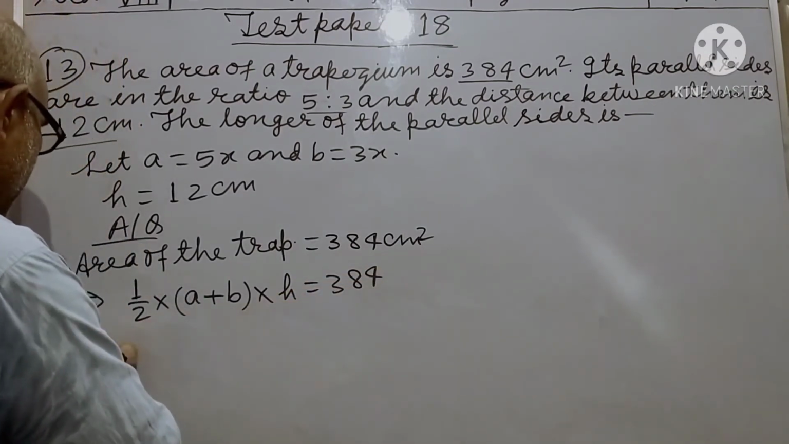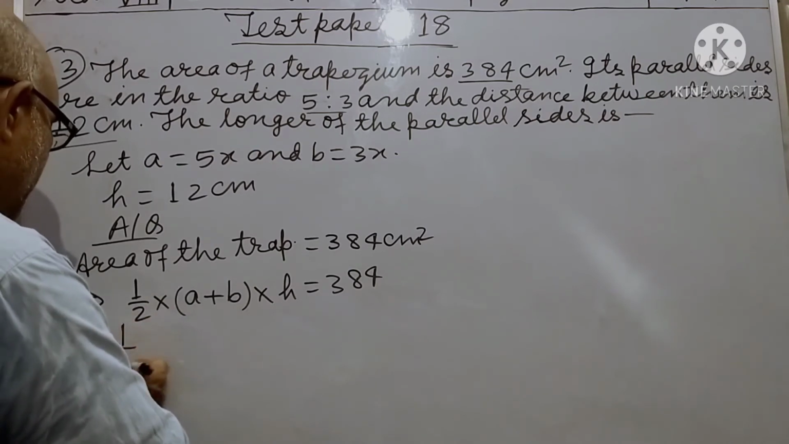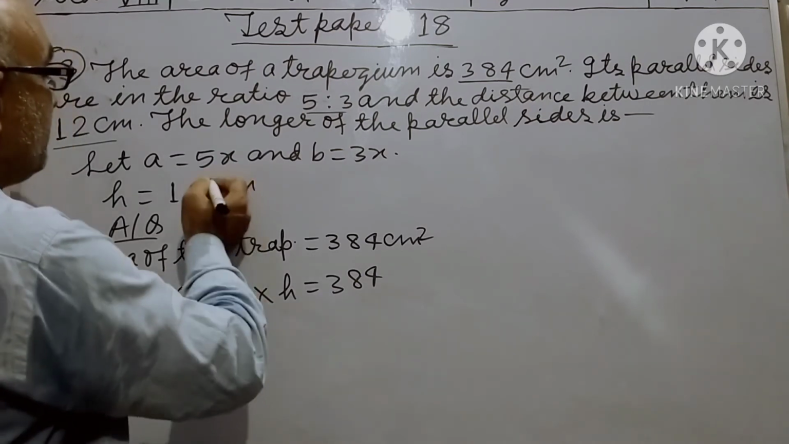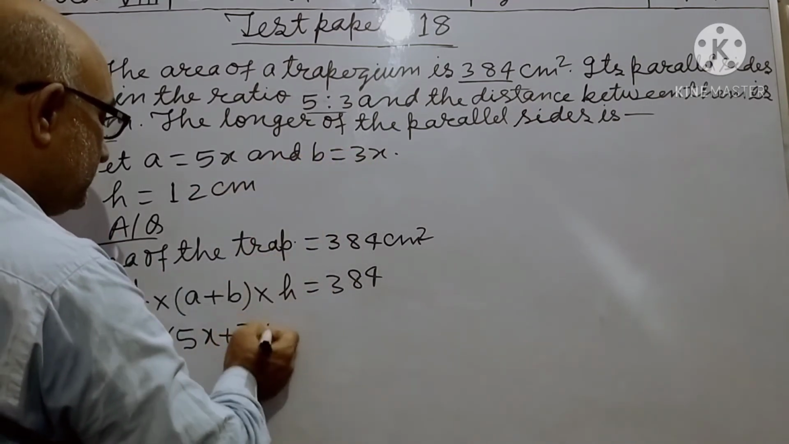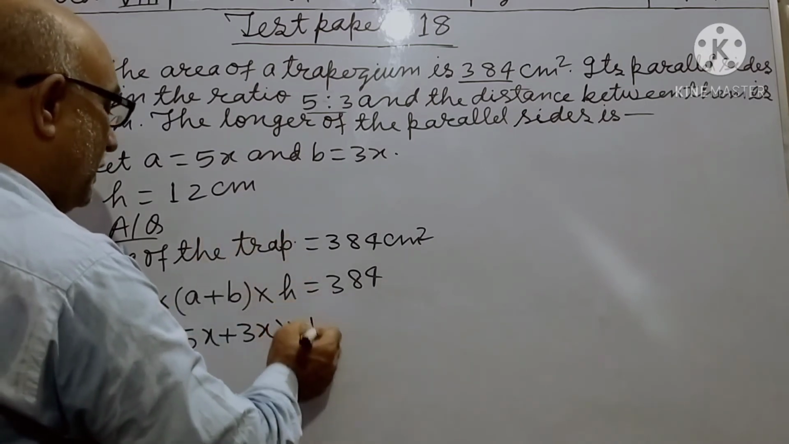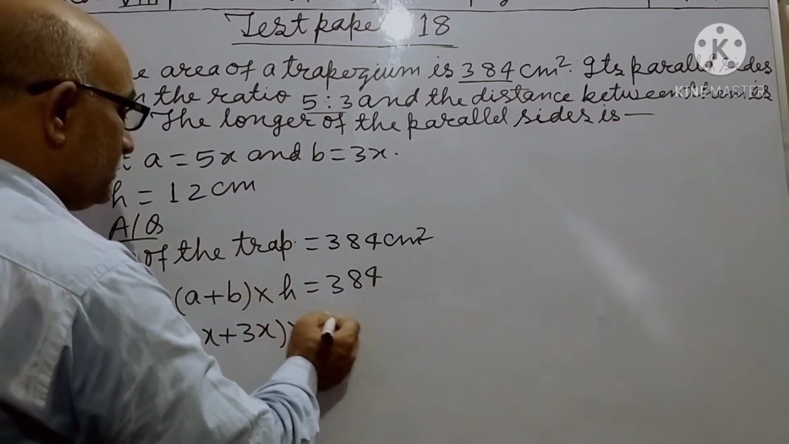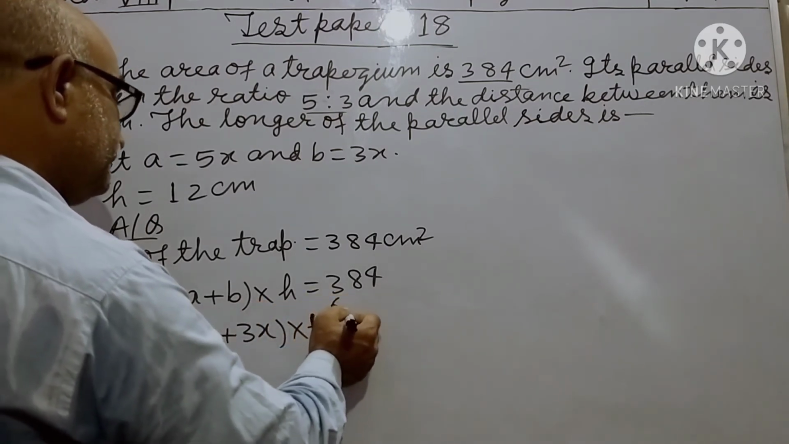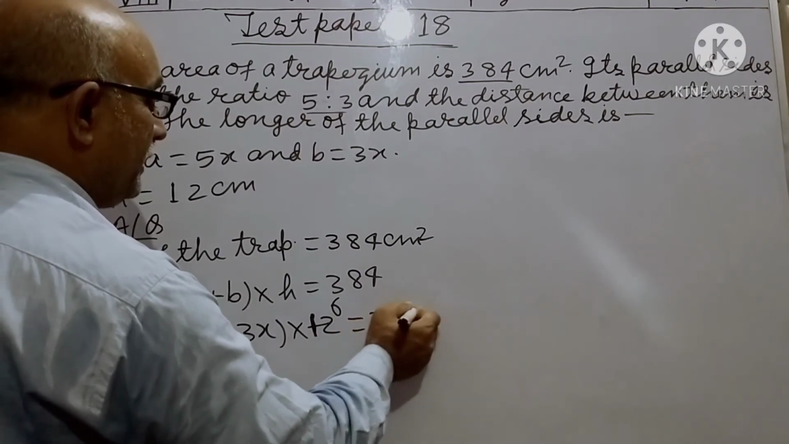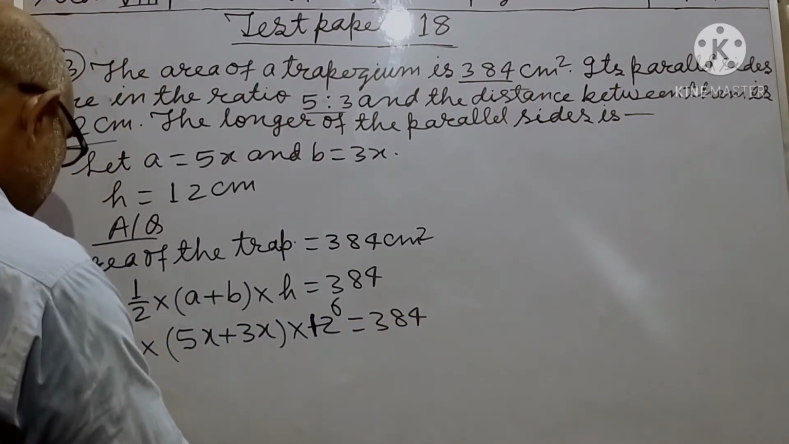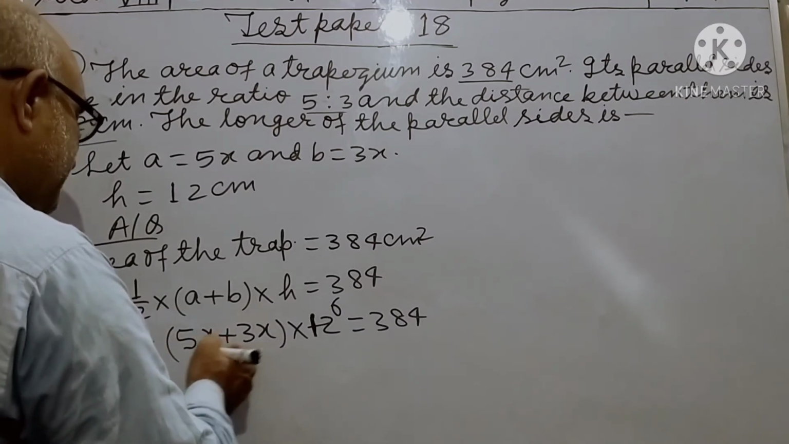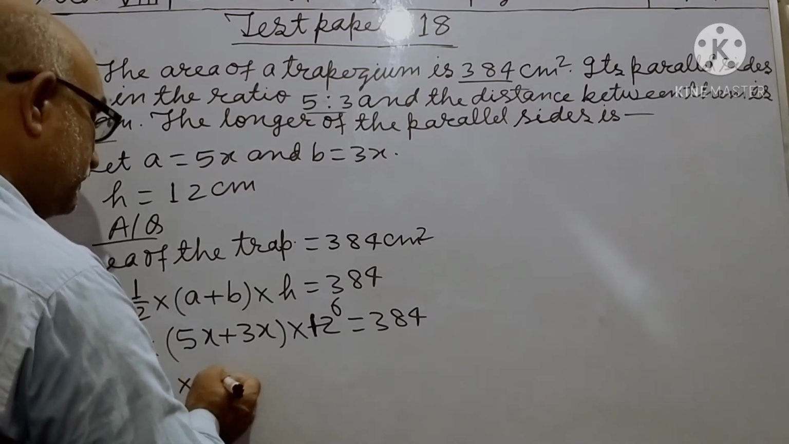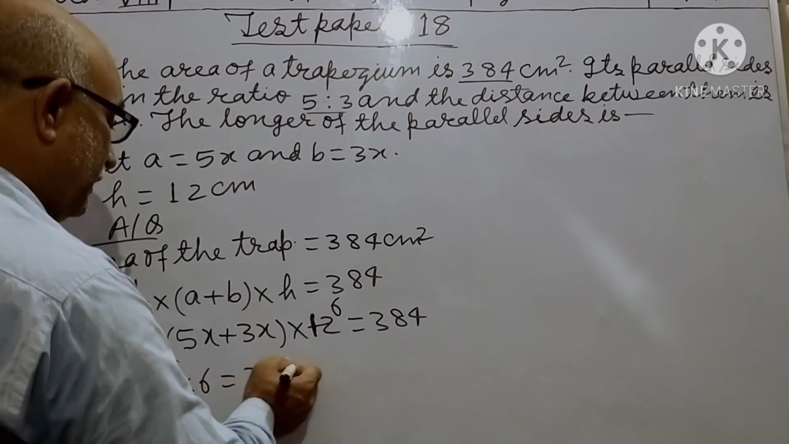equal to 384. Next step is 1 by 2 into A is 5x plus B 3x into height H is 12 cm. 12 is divisible by 2, so 6, equal to 384. Next step is 5x plus 3x, 8x into 6 equal to 384.